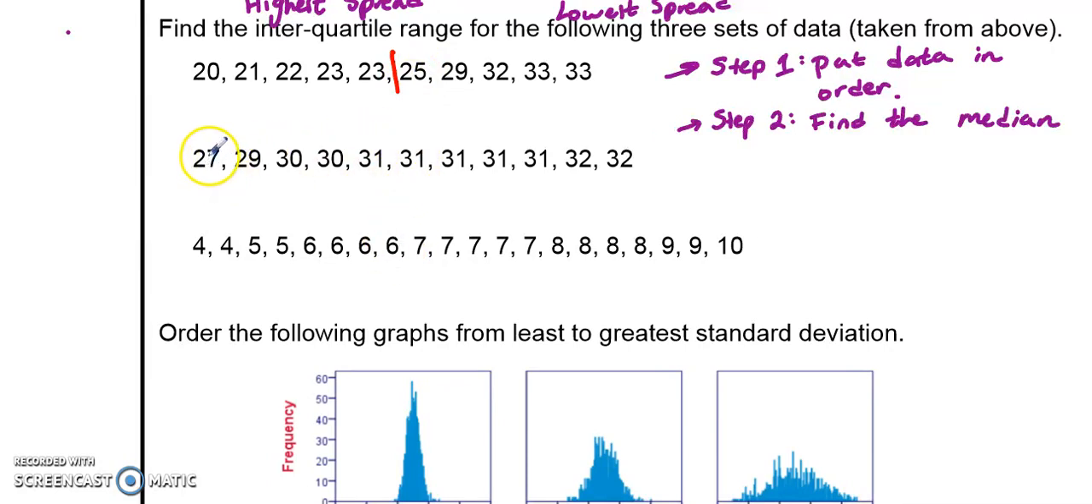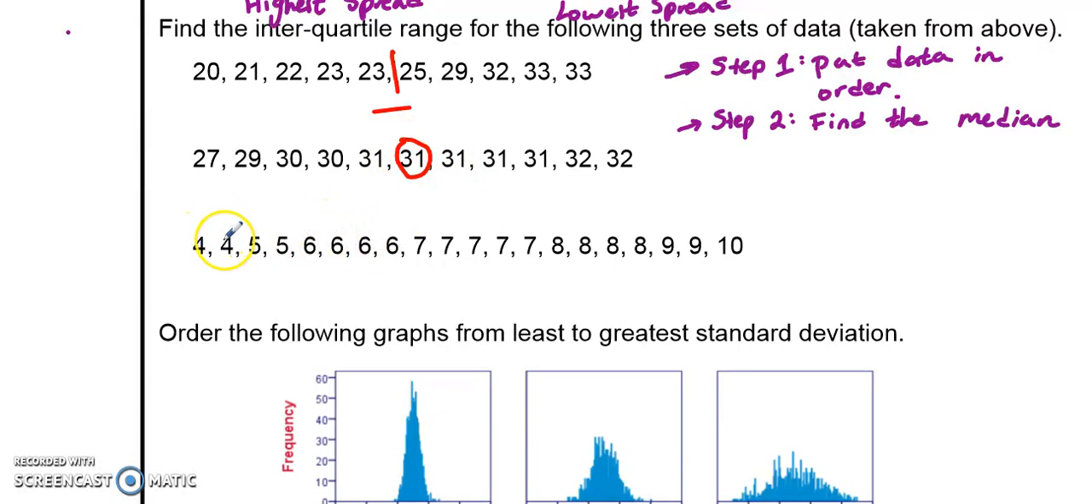The second example has 11 data points. Since it's odd, my median is going to fall right on the 6th number. I think of 11, half of that, 6 is going to be right in the middle. So 1, 2, 3, 4, 5, 6. That's my median right there. Let's double check. Yep, 31 is right in the middle. That's my median. What about the last example?